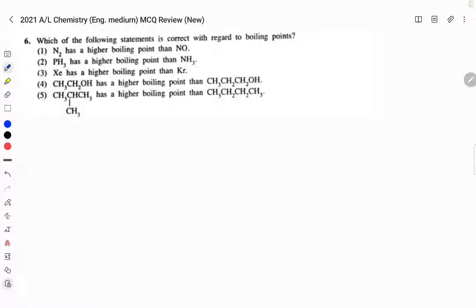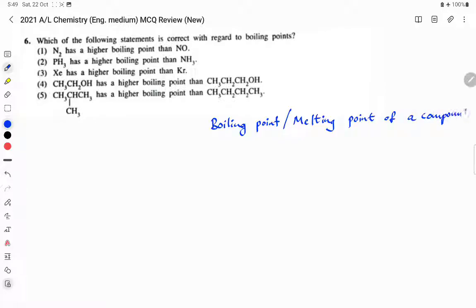Question number 6. Which of the following statements is correct with regard to boiling points? Now, boiling points of a compound. Let's say boiling point or melting point. Both have the same criteria. The boiling point or the melting point of a compound depends on the strength of the intermolecular interactions.